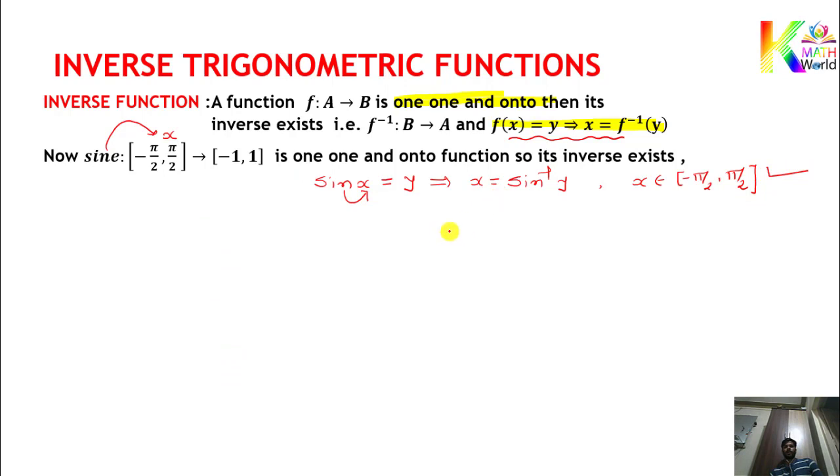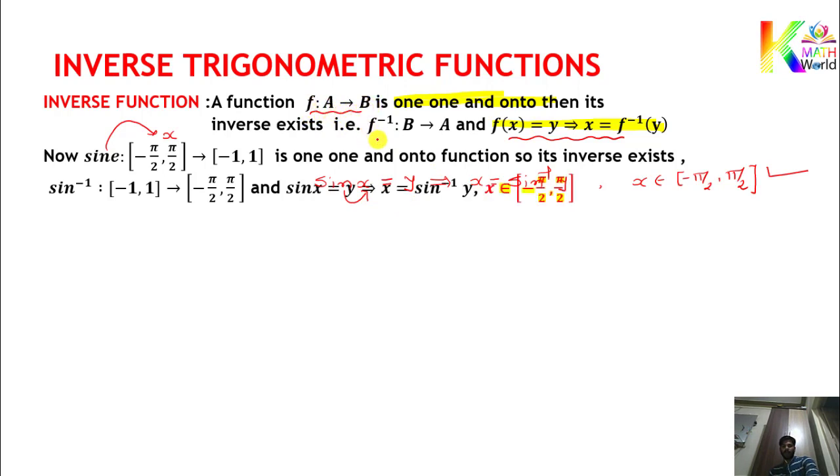Next, you can see f from A to B, then f inverse will be from B to A, with the order interchanged. It means sine inverse is from minus 1 to 1 to minus pi by 2 to pi by 2. What is required? The function should be one-one and onto, then you can write it, otherwise not. So sine x equals y, then we can say x equals sine inverse of y.